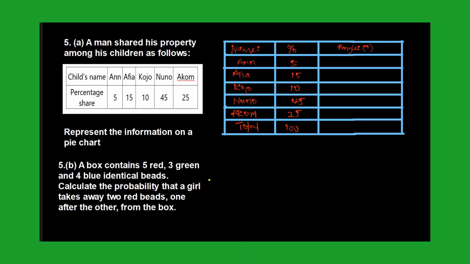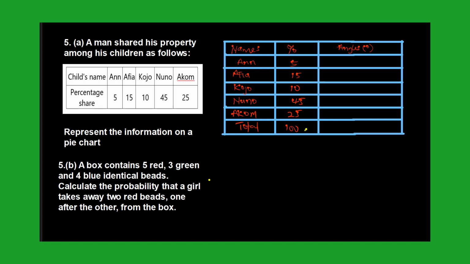Hi everyone, welcome back to question 5. Question 5 is: a man shares his property among his children as follows. The name and his share is given below. So we are asked to represent the information on a pie chart. First of all, we draw a table such as this, then sum up all the shares. So the summation of all the shares gives us 100.